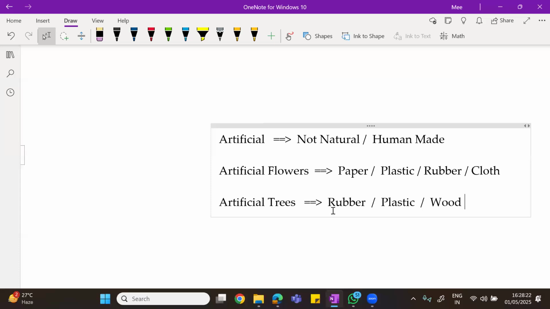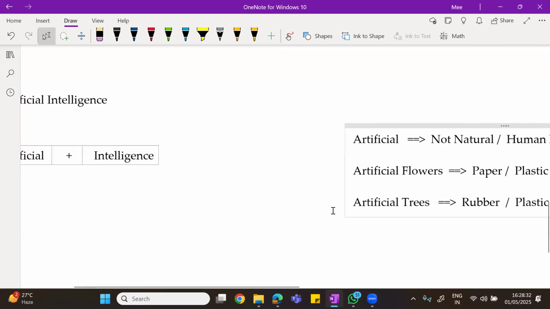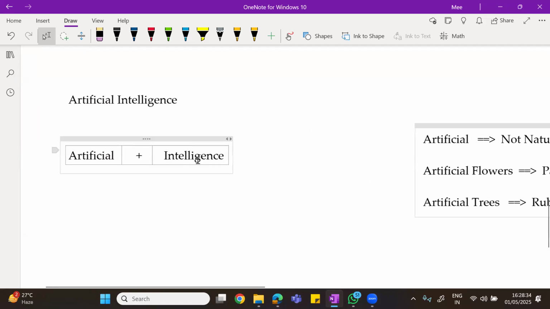Now we got the basic understanding of what is artificial. Artificial means which is not naturally grown. Means someone has to prepare it. Now, when it comes to artificial intelligence, you are giving the intelligence artificially. Hope you are getting the point, guys. You are giving the intelligence artificially to a machine or to a model.